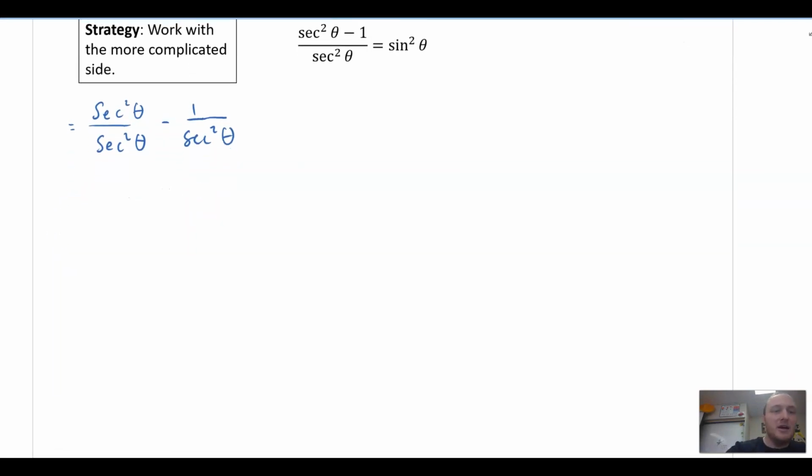I can do this. And why is this so effective? Well, what's secant squared divided by secant squared? 1. What is 1 over secant squared? Cosine squared. I don't know why I'm singing in a sing-song voice.